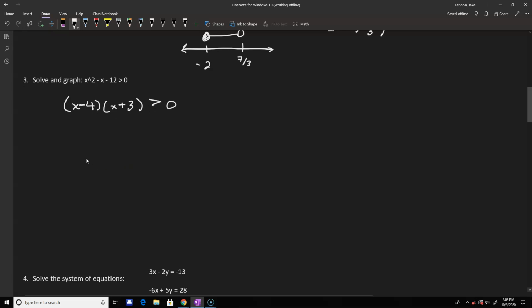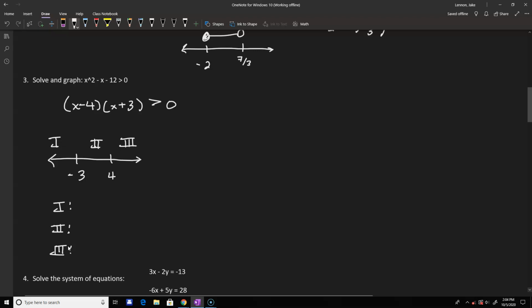And remember, we solve this by setting up test value regions. So what does that mean? Well, we have the two numbers that would make the left-hand side 0, which are negative 3 and positive 4. And that will divide this into 3 distinct regions. And we want to test a number in each one of those regions to see if it's positive or negative in that region. And since our inequality is asking if it's bigger than 0, then it will be part of the solution if it comes out as a positive.